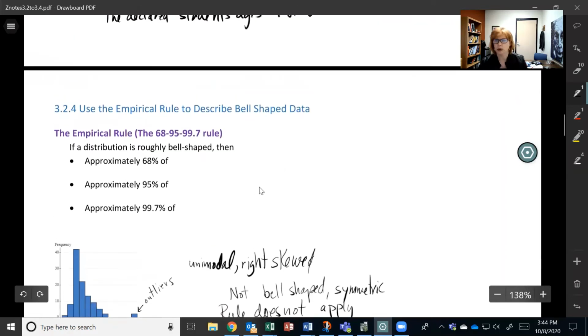All right, so here's the rule, now that we've established what bell-shaped data is. Got to include the symmetric guy. So basically, if we have a symmetric distribution, a bell-shaped distribution, then approximately 68%, which is about 2/3 of the observations, are within 1 standard deviation of the mean.